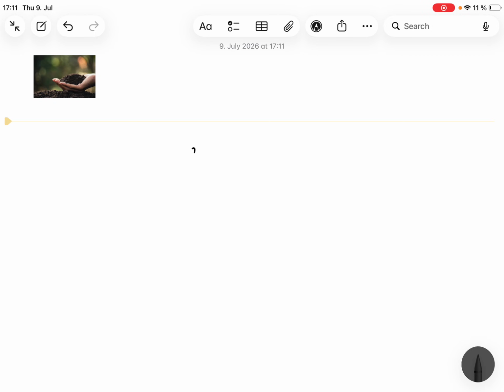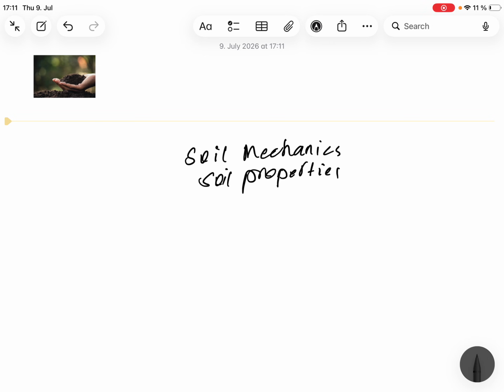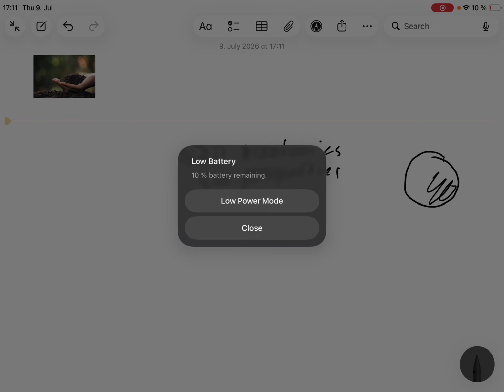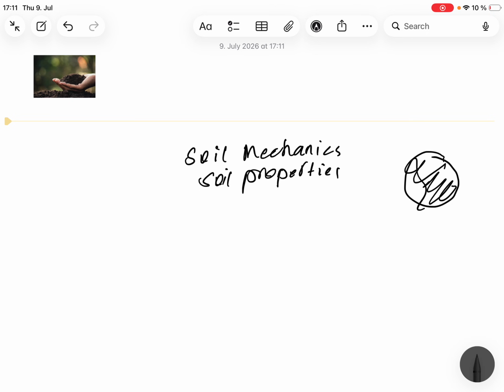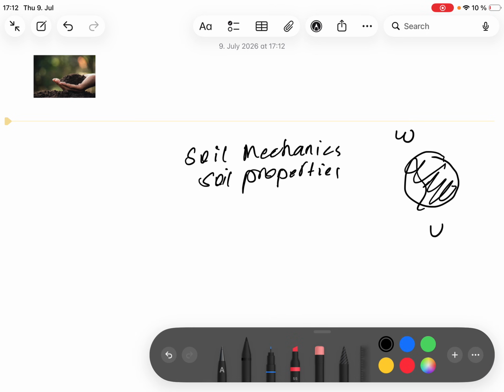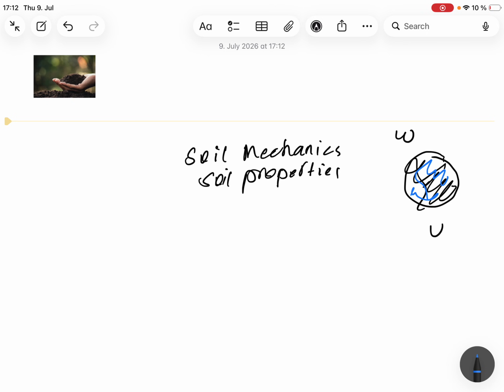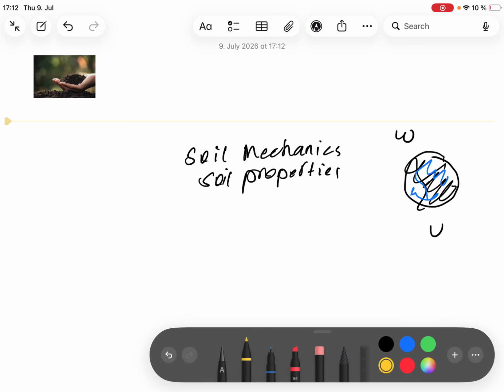Today we're gonna talk about soil mechanics and the soil properties. If you take a sample of soil, let's say here, it has a weight and a volume. It also has some water content and also some air content.